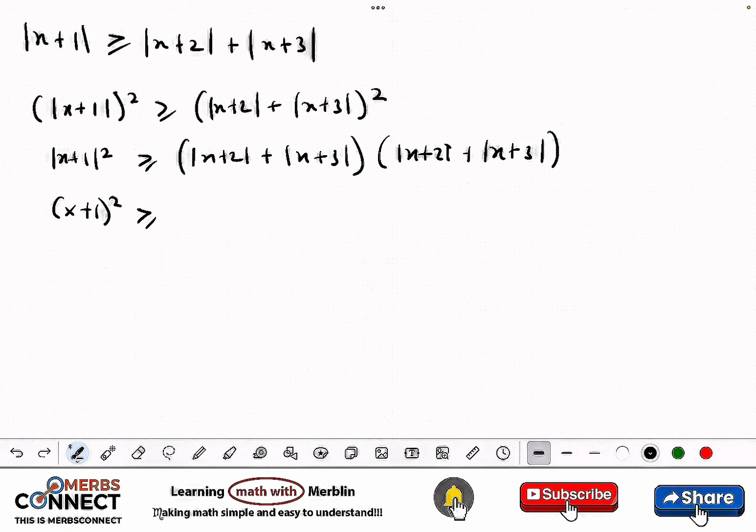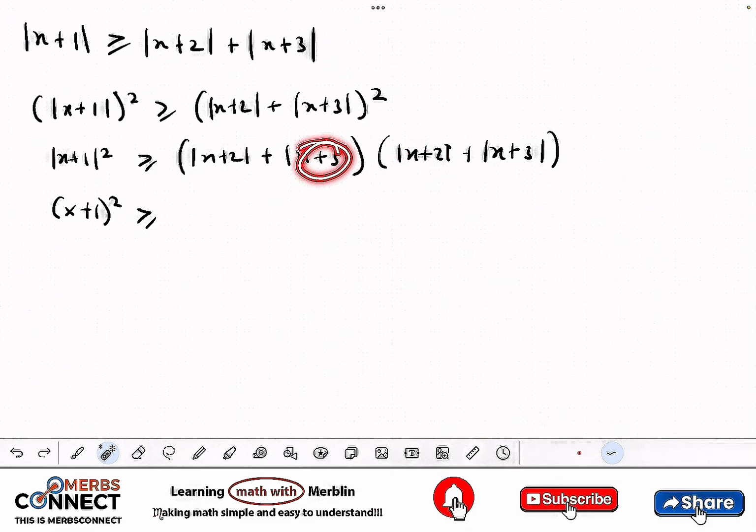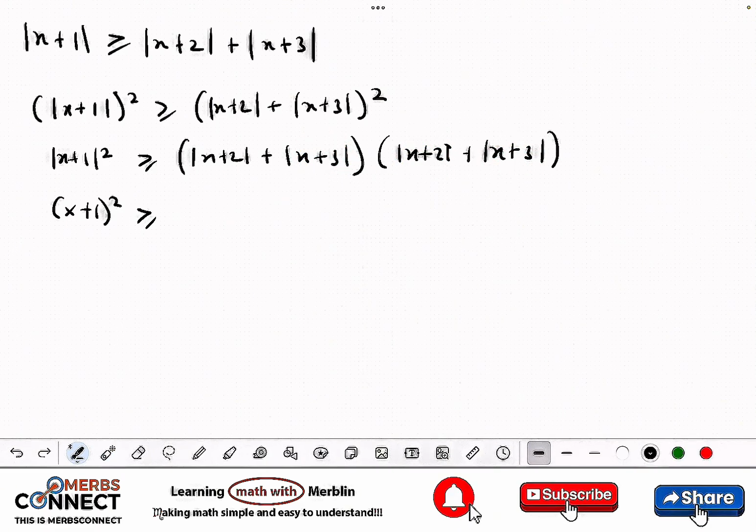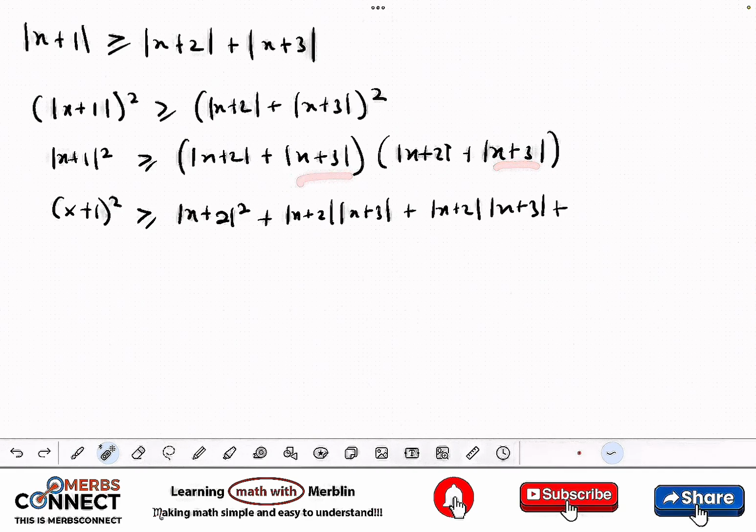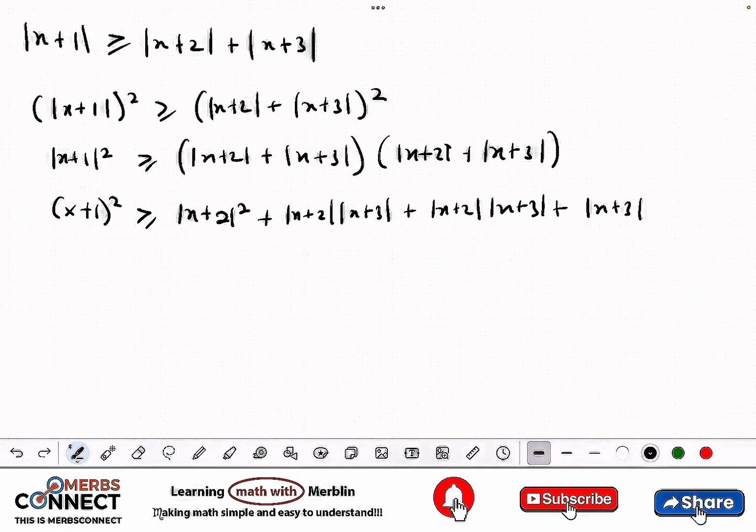This is greater than or equal to, and then I multiply each term by each term. So we are going to have x plus 2 squared, because this time it will be squared. Then I multiply this by this, which gives plus the absolute value of x plus 2 times x plus 3, plus the same again, x plus 2 times x plus 3, plus, when I multiply this by this, they are the same, so x plus 3 squared.